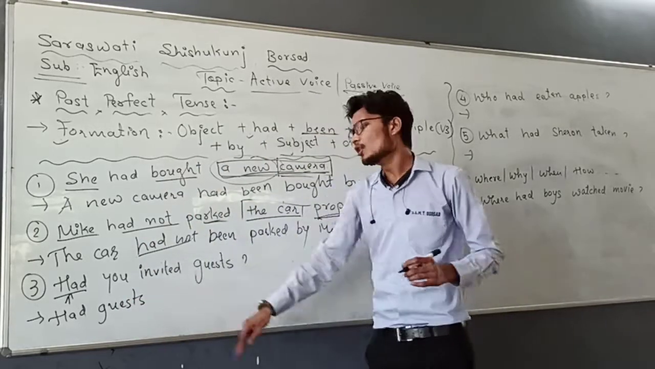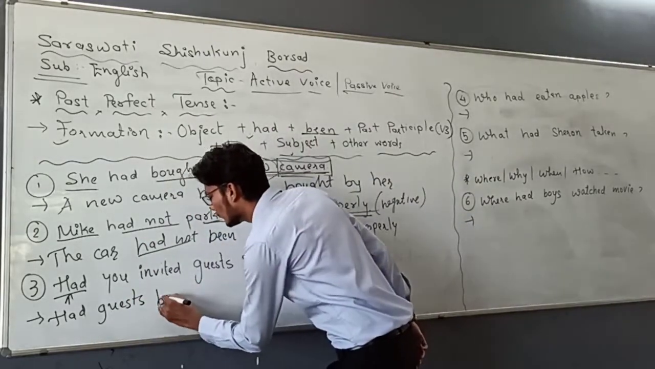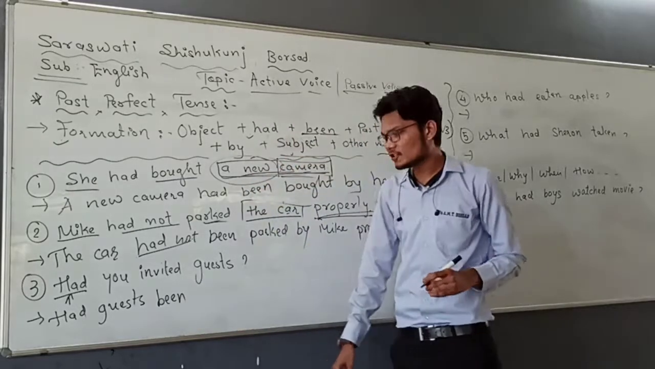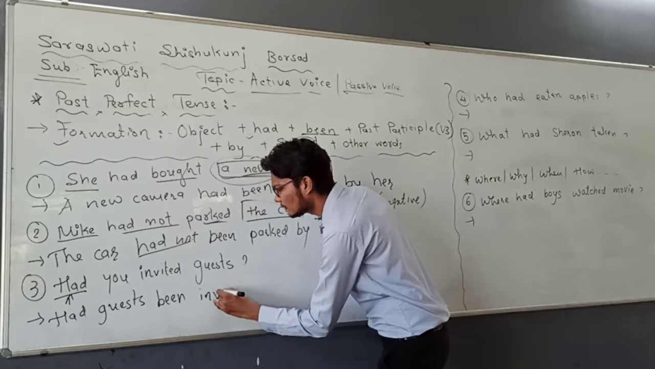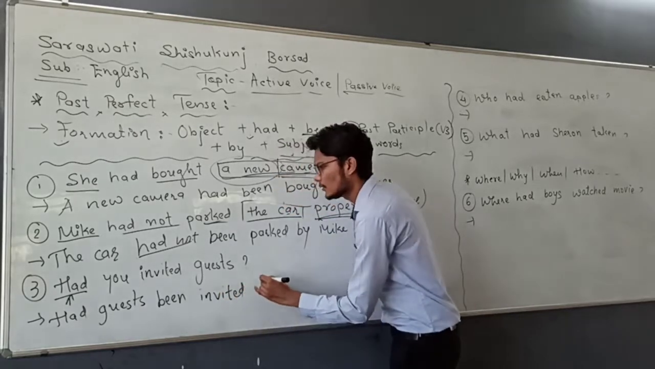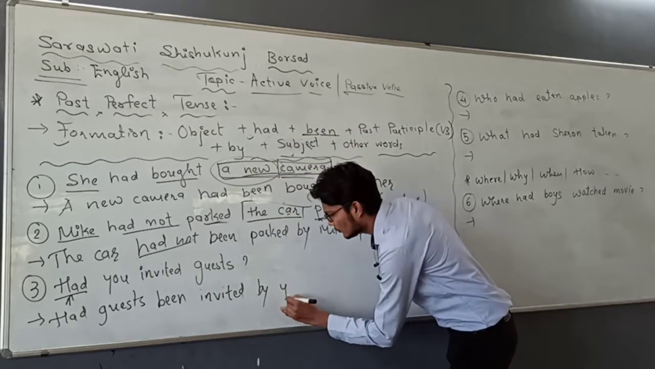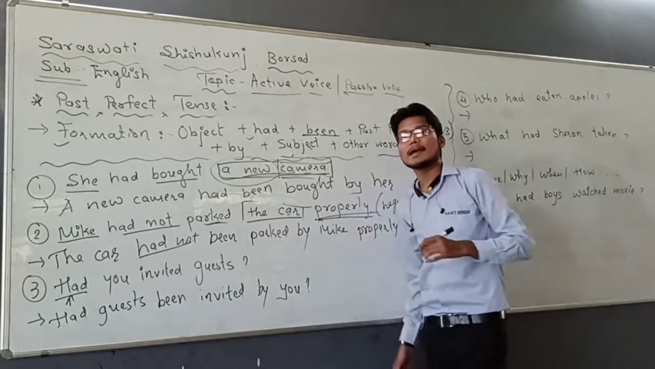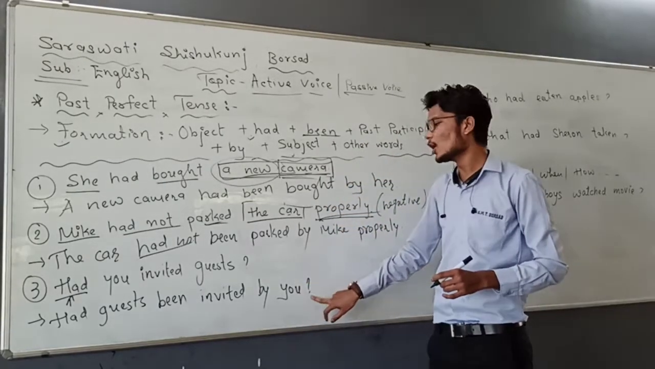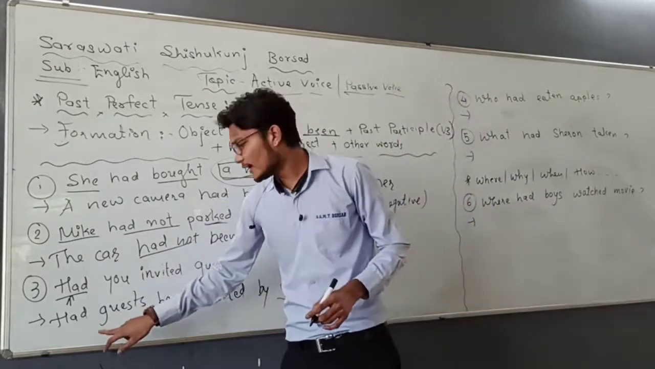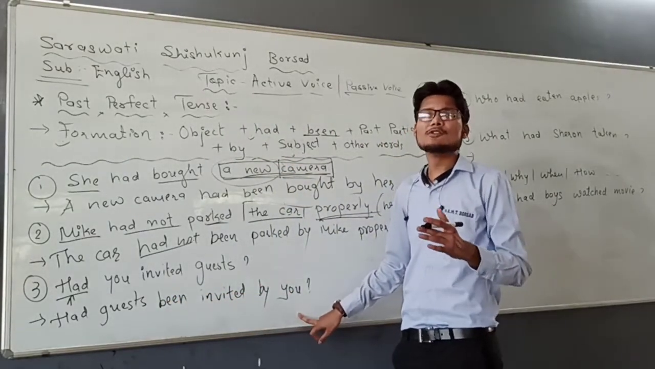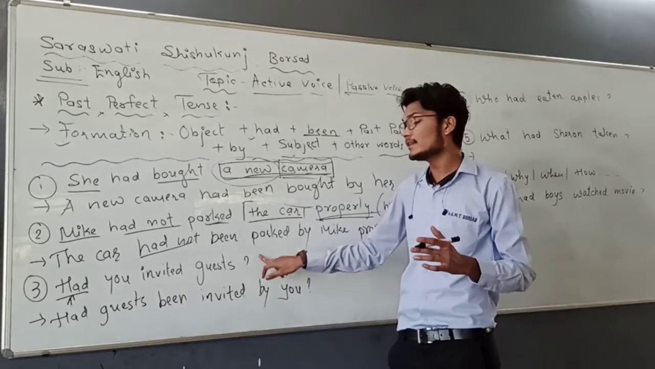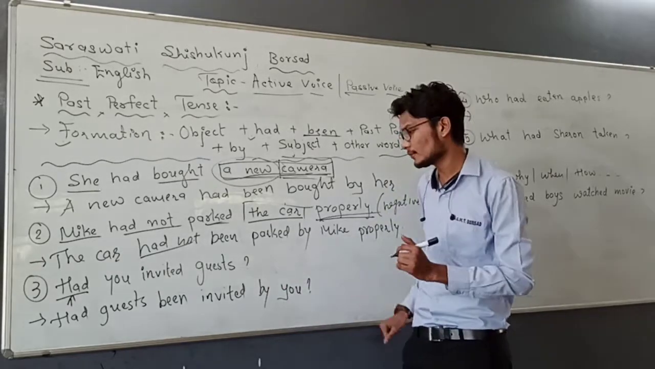After guests, you have to add "been". Had guests been. Then put "invited", that is the past participle, by you, and at last don't forget the question mark. Had guests been invited by you? This is how you can make the passive voice for this kind of interrogative sentence.